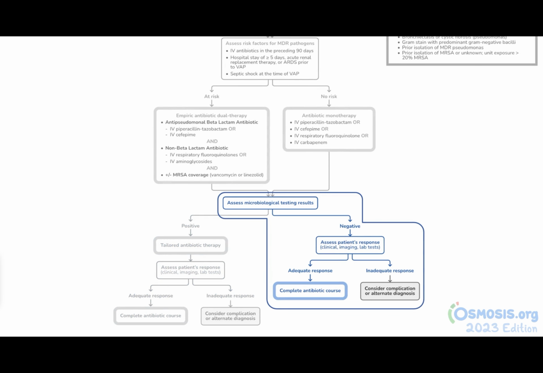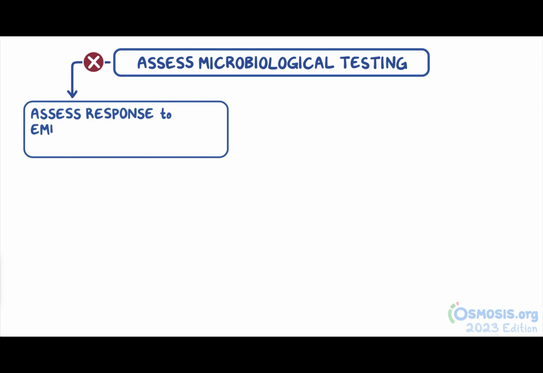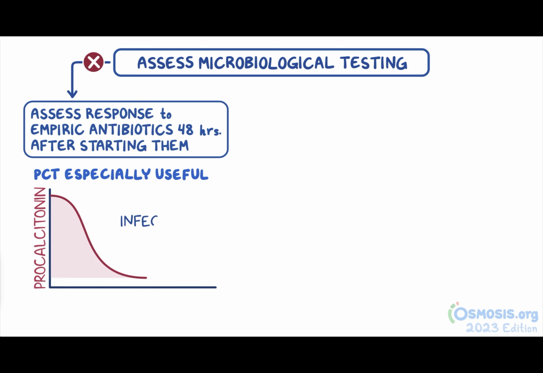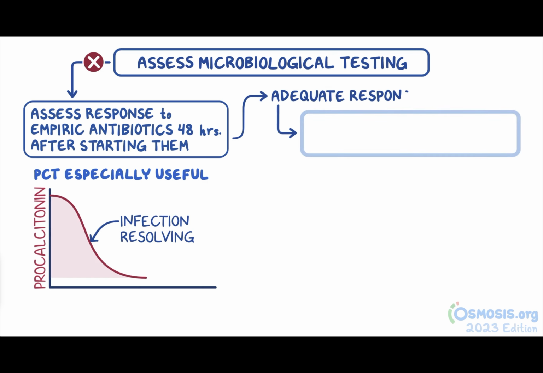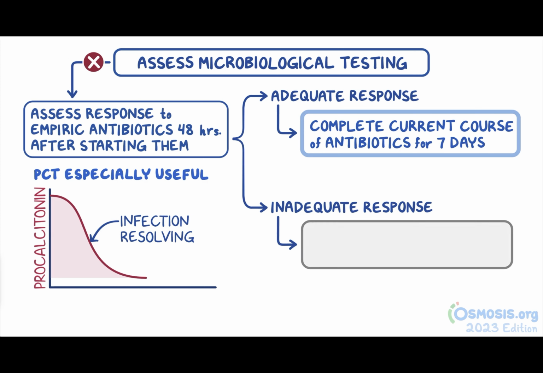All right, let's go back to microbiological testing. Sometimes the results might come back negative. In this case, you should assess the patient's response to empiric antibiotics 48 hours after starting them. This is where PCT is especially useful because if it drops, it means the infection is resolving and your empiric antibiotic therapy is effective. So if the patient is improving and showing adequate response, complete the current course of antibiotics for 7 days.